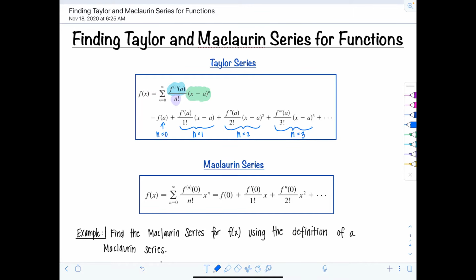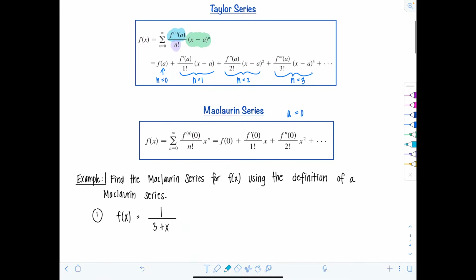Now, the only difference when you're dealing with a Maclaurin series is that a is equal to 0. So really you just have one formula to memorize. So again, you have f of x represented as the sum, n equals 0 to infinity. We've got the nth derivative at 0, since that's what a is equal to. We have that n factorial in the denominator, and then x minus a in this case is going to be x minus 0. So all you have is x to the n. And then same as before, this is for n equals 0. That first term, n equals 1, n equals 2, etc.